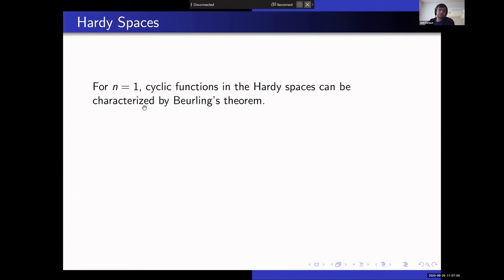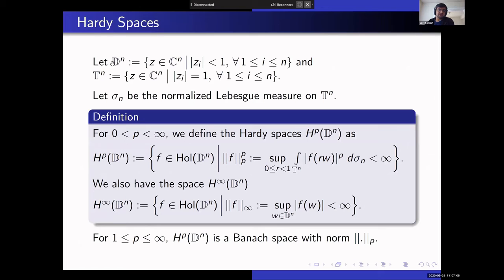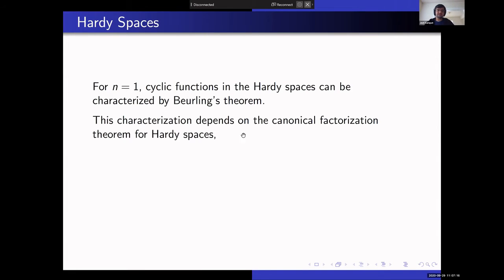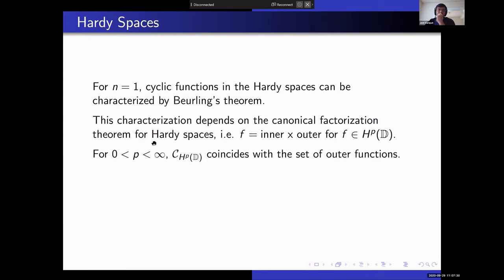So for the case when n is equal to 1, meaning in the case when you have Hardy spaces on the unit disk, cyclic functions were characterized using Beurling's theorem, which further depends on the canonical factorization theorem for Hardy spaces, which says that every function in the Hardy space on the unit disk can be written as a product of something called an inner function and an outer function. And what happens when p is between 0 and infinity is that the set of cyclic functions coincides with the set of outer functions.